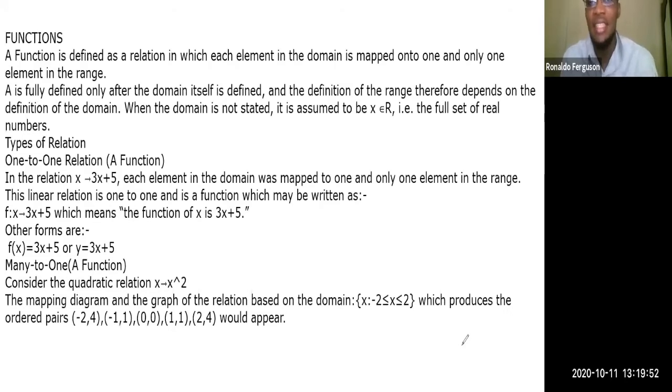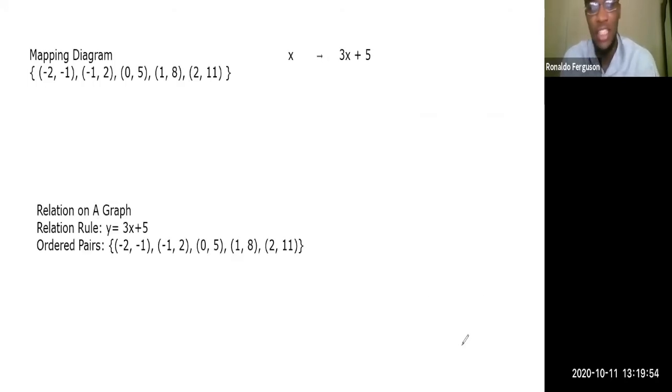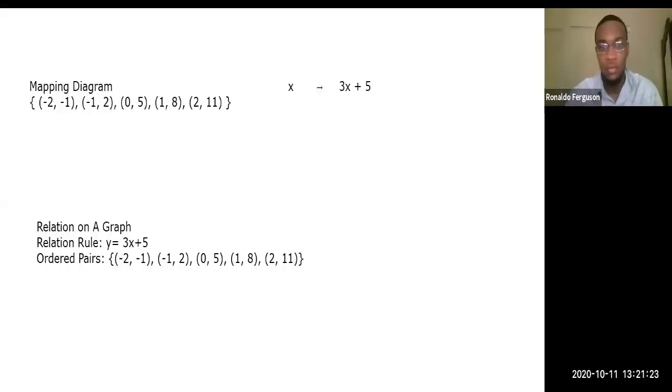All right. So the next thing that we need to look at in relation is what is known as a mapping diagram. So remember we said that x maps on to y. That's what we said. And so now we have the mapping diagram, which is just a diagram which shows us what is really taking place for the set of ordered pairs.